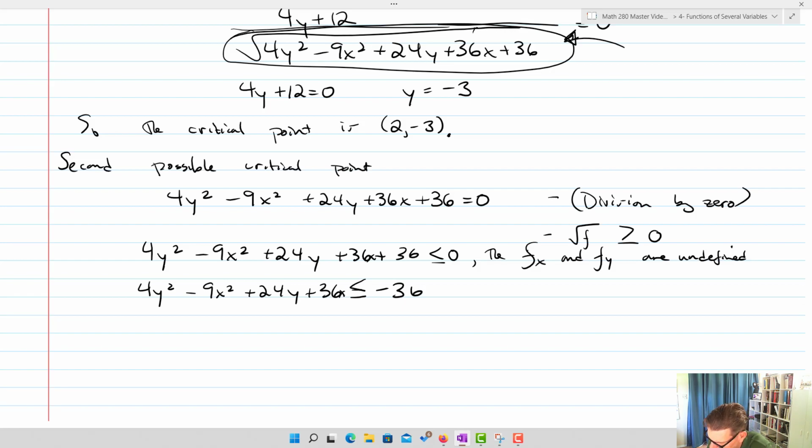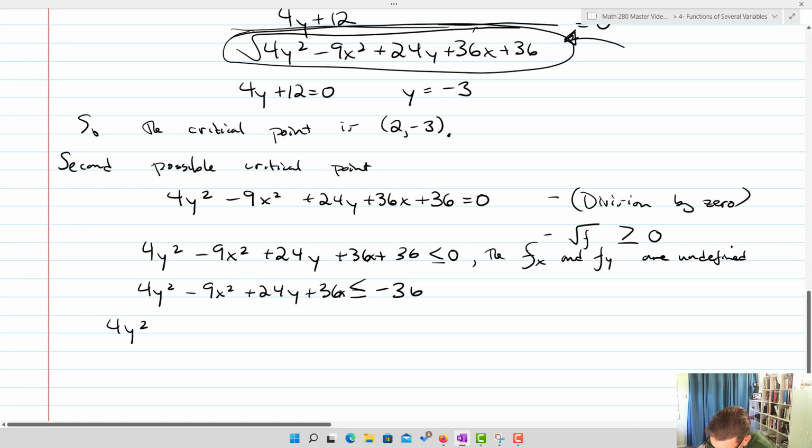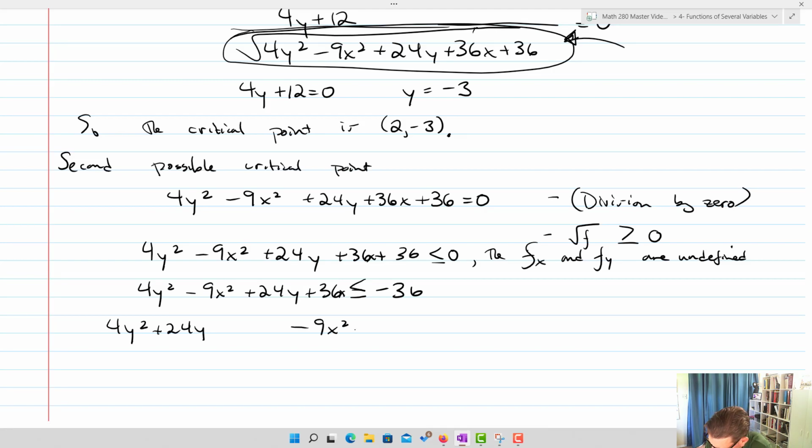All right, so less than or equal to negative 36. And then what I'll do is I'll go in here and I'm going to complete the square. So I'll complete the square on both ends. So I've got 4y squared plus 24y, and then minus 9x squared plus 36x.